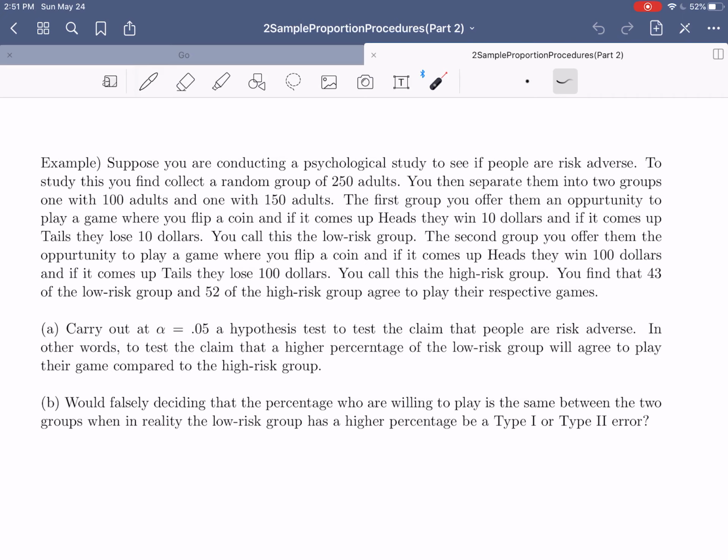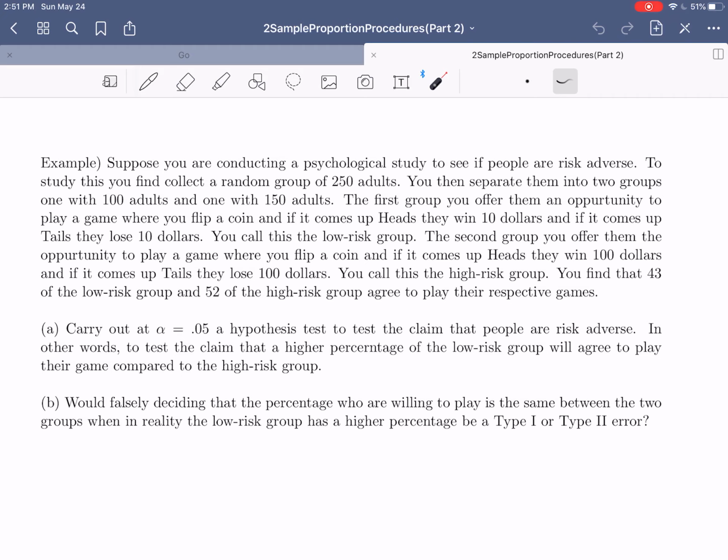Now, from our study of expected value, not that it's relevant in this question, but just to make sure you understand how the study is working, this is obviously a fair game, right? They have an equal chance to win $10 as they do to lose $10. So it's a fair game, and it's relatively low risk because the worst thing that could happen is you only lose $10, and there's not much to gain either. You're only going to win $10. So we're going to call this first group of 100 adults, who are offered this opportunity, the low-risk group.